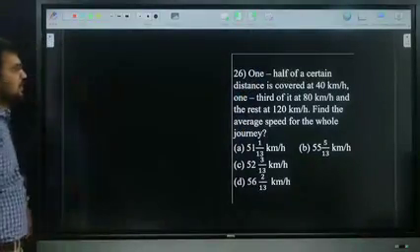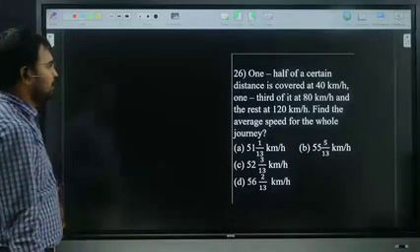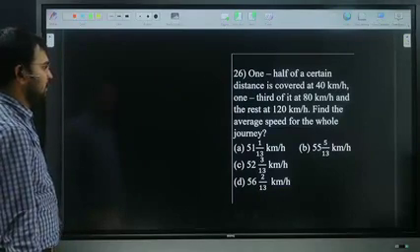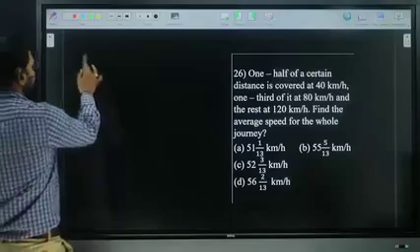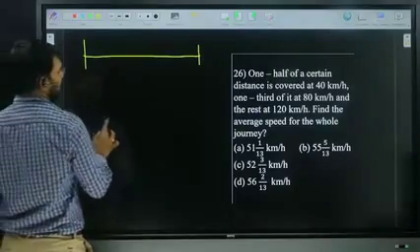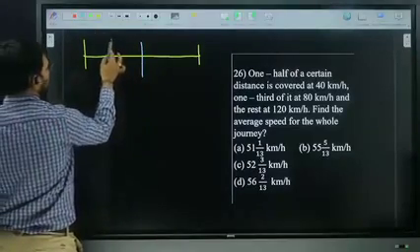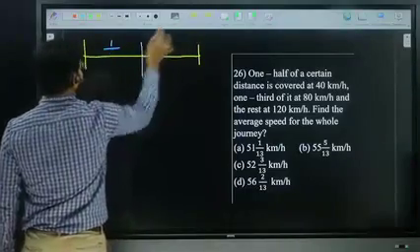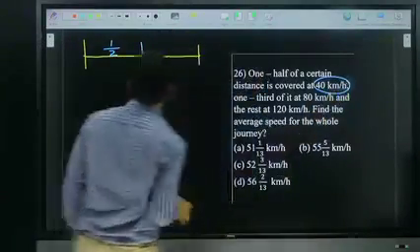One half of a certain distance is covered at 40 km per hour, one third of it at 80 km per hour, and the rest at 120 km per hour. Find the average speed of the whole journey. Look at me. Say, for example, this is the total distance and half is nothing but half. Half of the distance they covered at a speed of 40 km per hour.